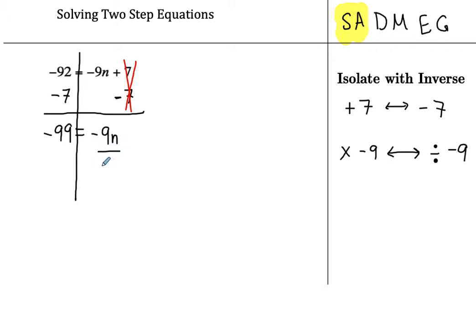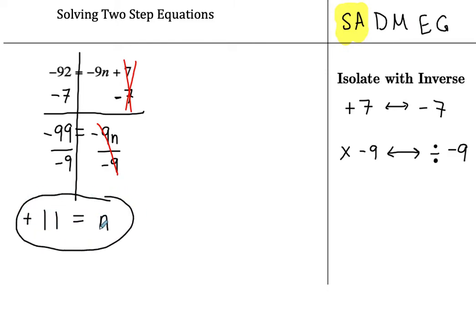So the way that I write that is I like to write it with a fraction bar. Divide by negative 9. So on this side, if I divide negative 9 by negative 9, those cancel out. And all that I have left on this side is n. N is equal to negative 99 divided by negative 9. So a negative divided by negative is going to be a positive, and 99 divided by 9 is 11. So my answer is 11 equals n.